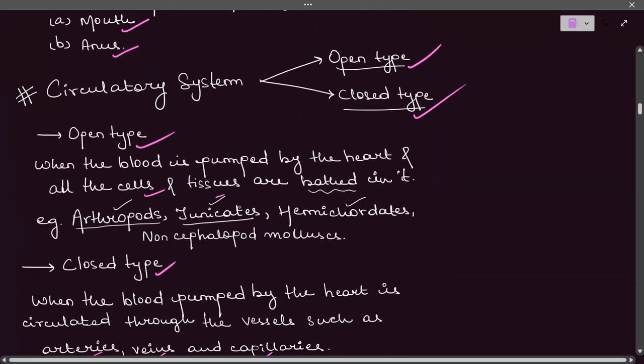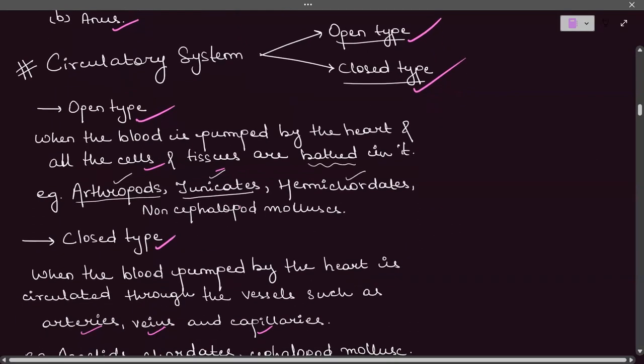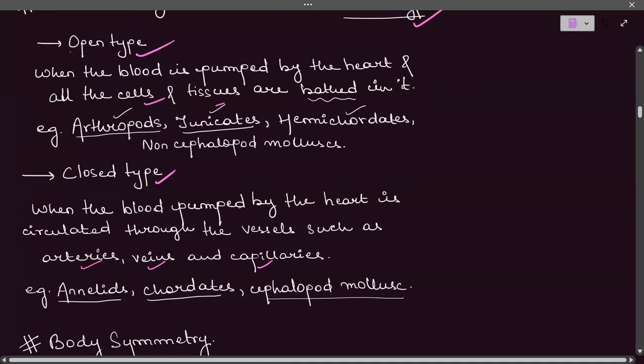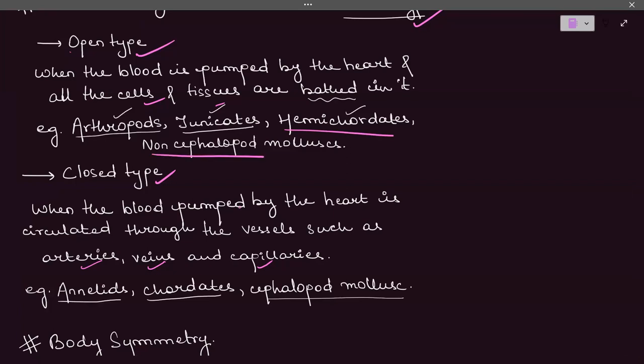Moving forward, talking about the circulatory system. So the circulatory system is again of two types, open and closed. Now, the open circulatory system is when the blood is pumped by the heart and all the cells, tissues, organs are bathed in it, meaning there are no vessels present. So that type of circulatory system will be called the open circulatory system. It is found in arthropods, tunicates, hemichordates, non-cephalopod mollusks. So all of these would have the open type of circulatory system.